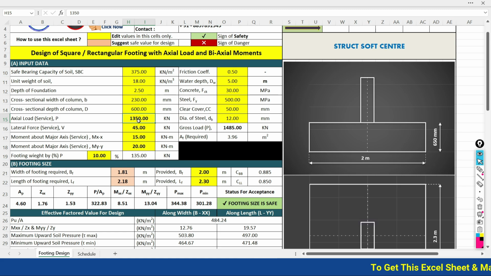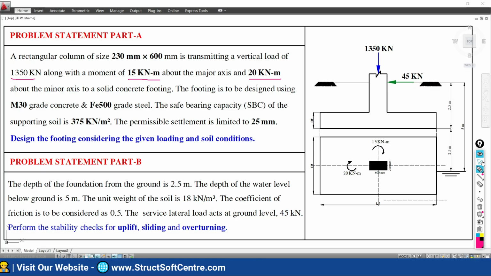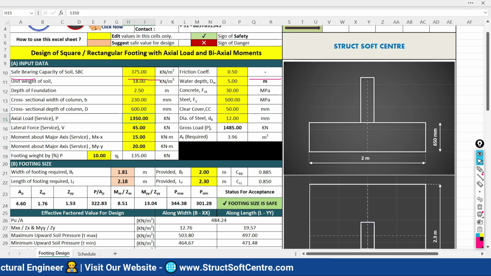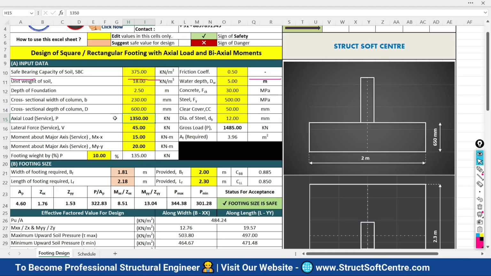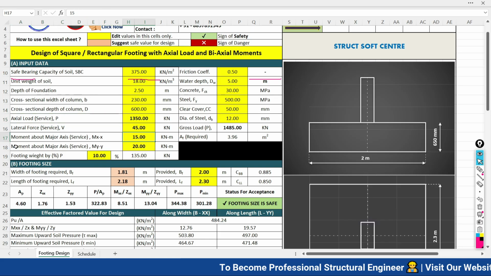In our problem statement, we have given that the axial load over the foundation is 1350 kilonewton, the moment about major axis is 15, and the moment about minor axis is 20. So I am going to define all of these here. 1350 kilonewton is your service axial load, the moment about major axis is 15, and the moment about minor axis is 20.